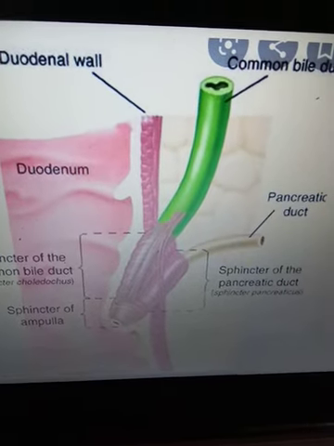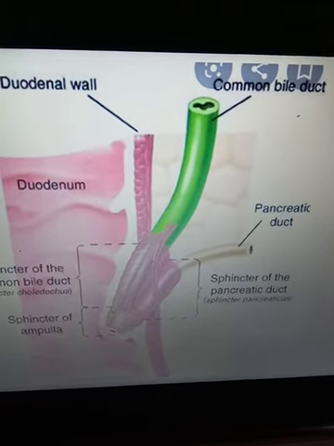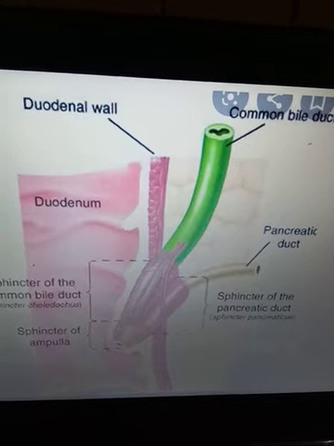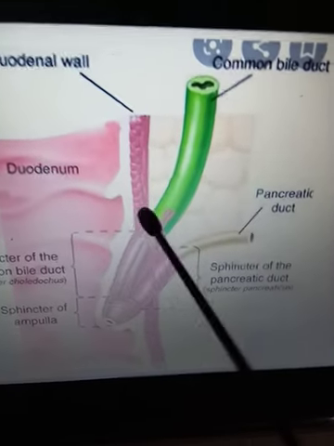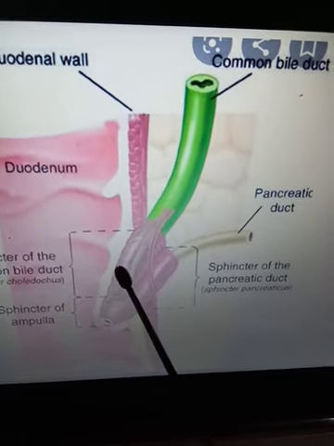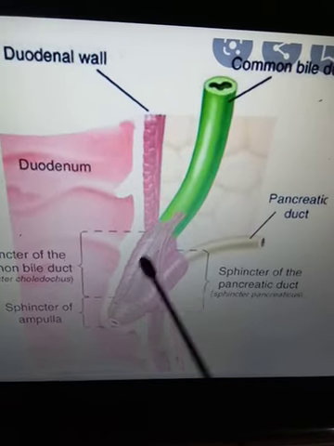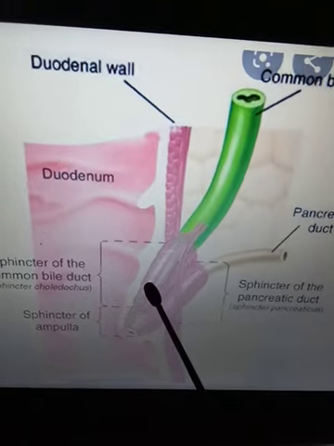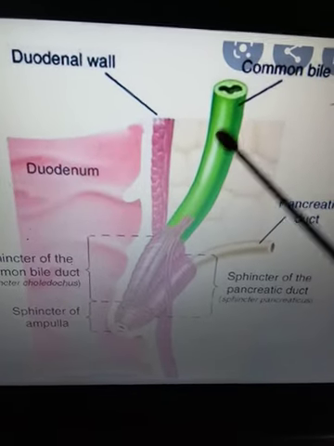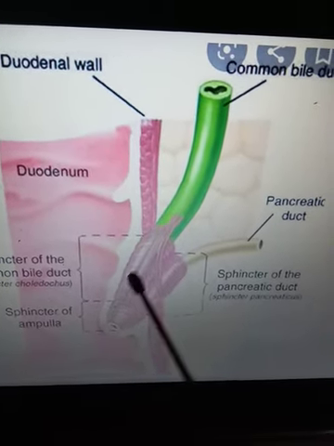You have different types of sphincters here. First of all you have the sphincter choledochus. Sphincter choledochus is the sphincter of the bile duct, the common bile duct. This sphincter is the true sphincter.